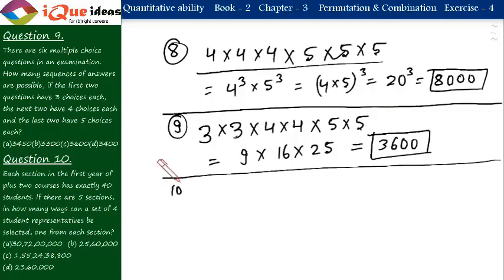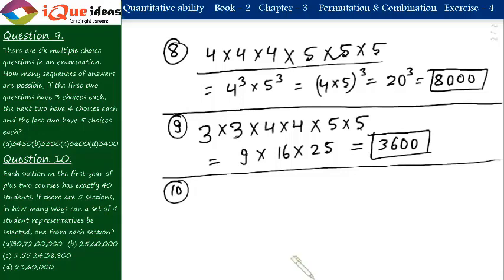10th question, it says each section in the first year of +2 courses has exactly 40 students. If there are 5 sections, in how many ways can a set of 4 student representatives be selected, one from each section? Right? So there are 40 students in one section. Alright. And we need to select 4 student representatives, and there are 5 sections. One second.